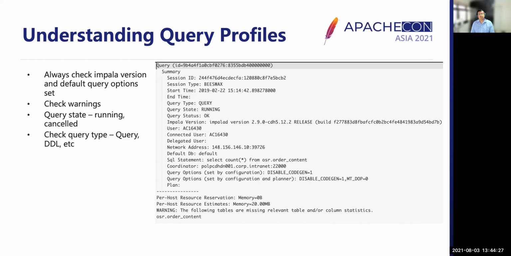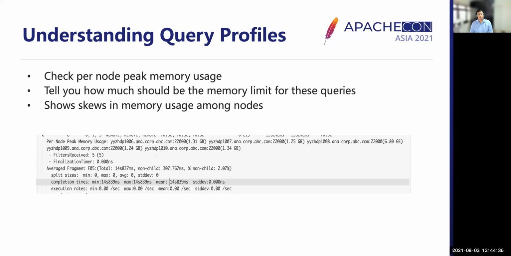Check the state of the query, whether it's running, whether it's completed, whether it's failed, what's the state. Check the type of the query, that will tell you whether it's a DDL, DML, or something else. The first thing to check is what is the peak memory usage per node. This will tell you how much memory this query required on each of the nodes when it was running the query. So if you see over here, the peak memory required was 1.131 GB on the smaller node, but on the larger node it was 6.80 GB.